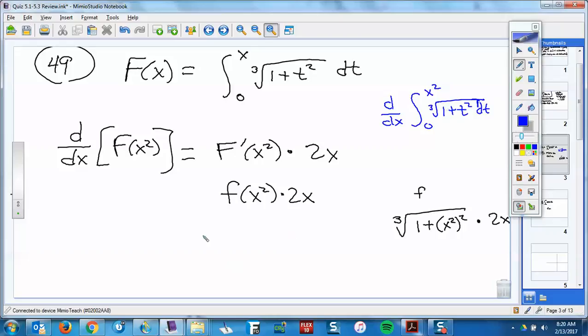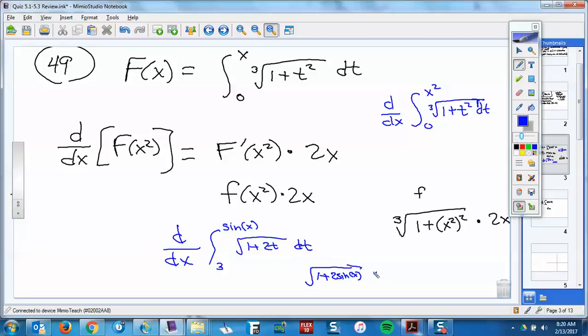So 49 is basically telling you, if I gave you something like this, 3 to the sine x, and then I gave you some weird looking square root of 1 plus 2t or something here, dt. What's the derivative of that? Well, it's just that with sine x plugged in, and then times cosine x. That's what you would do there. Okay, we're not going to get into that. I like the way they wrote it because it definitely looks like that product rule.